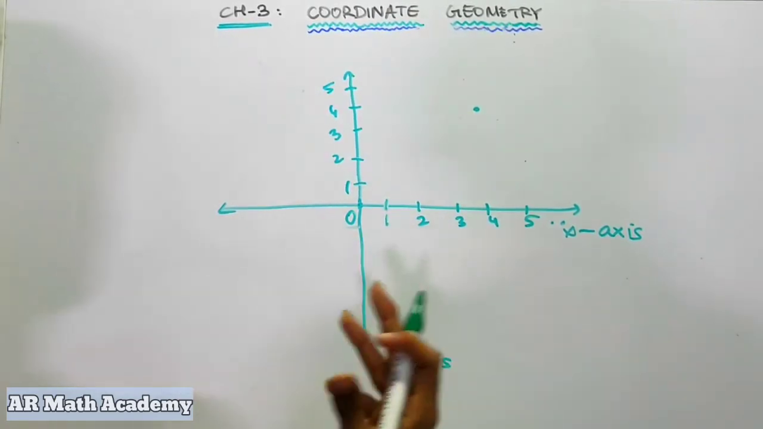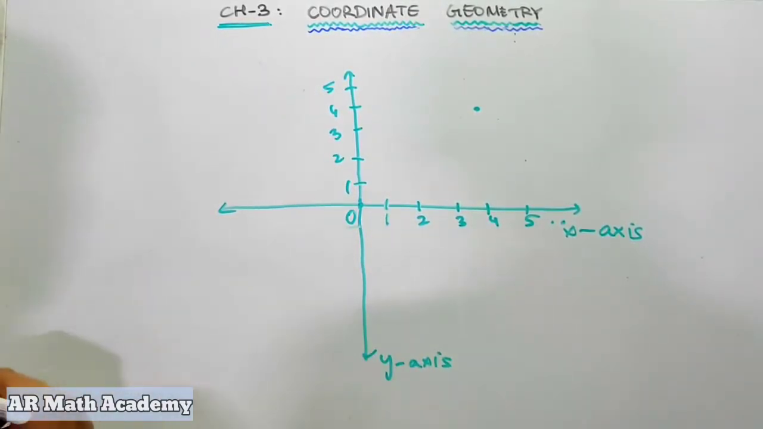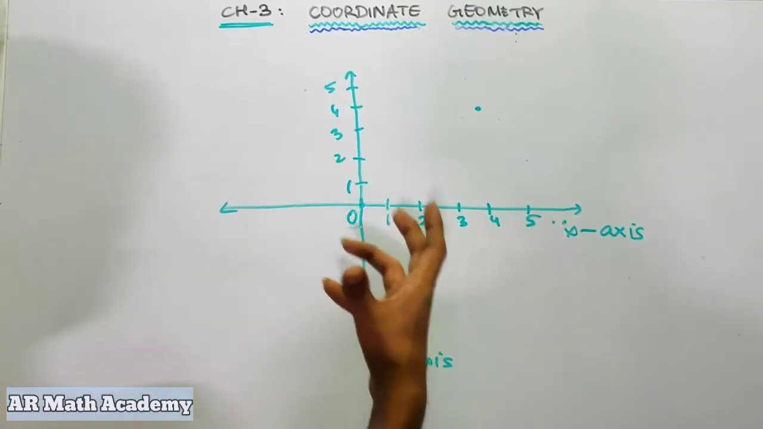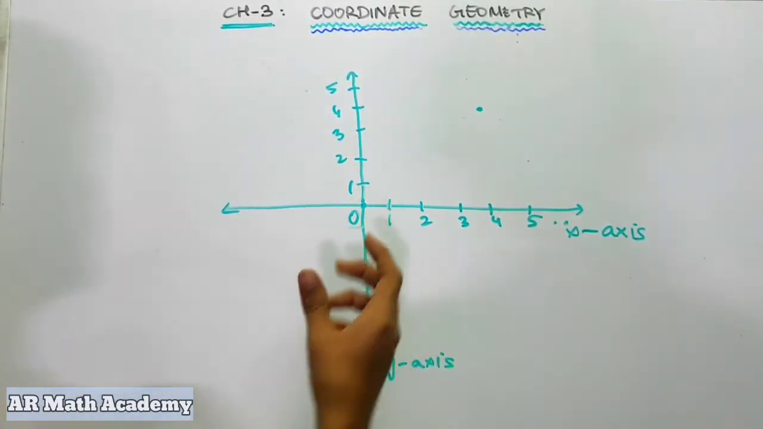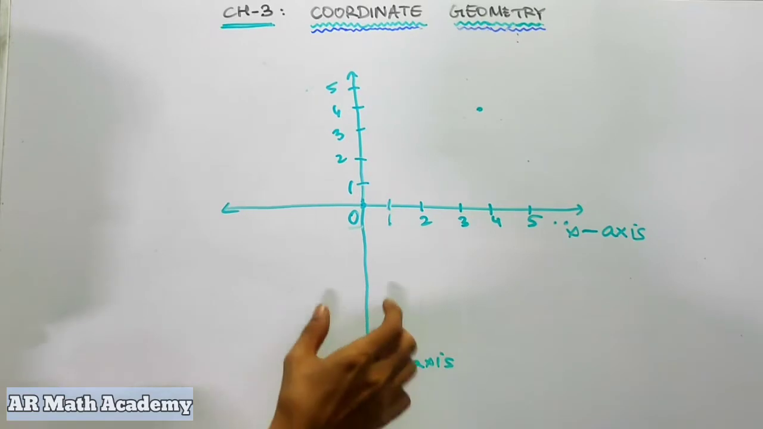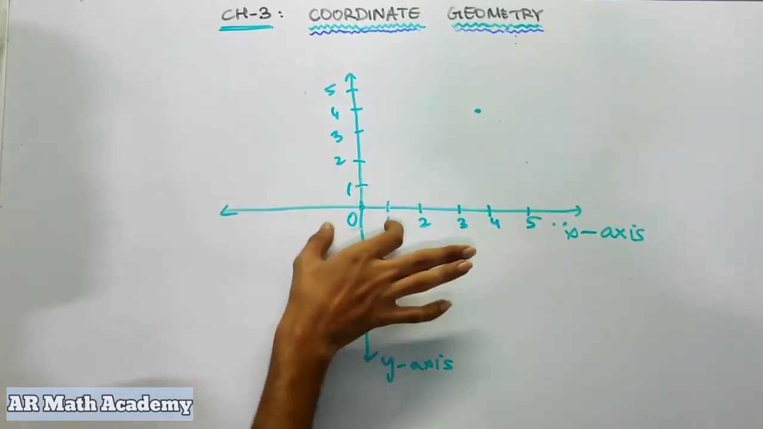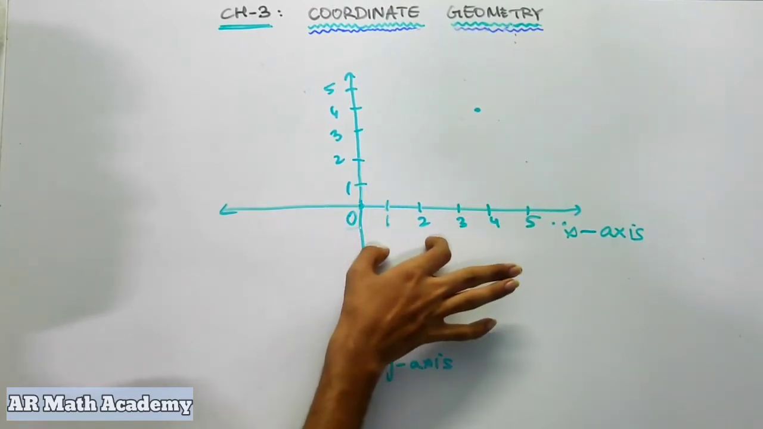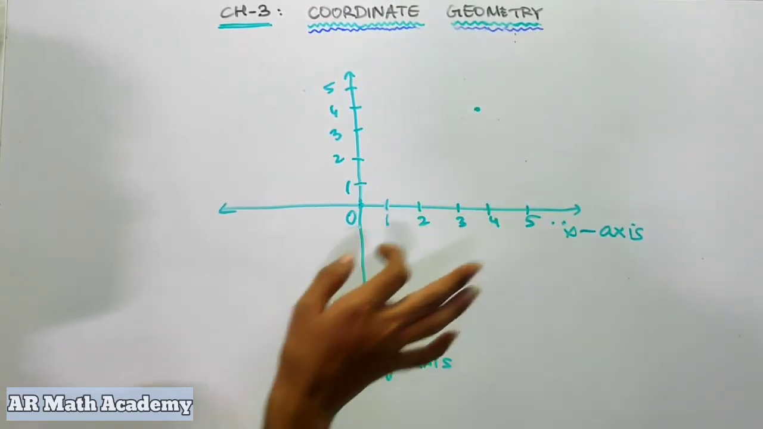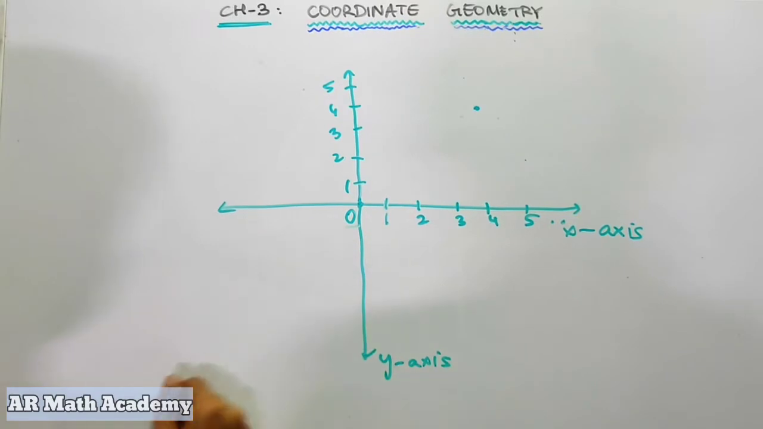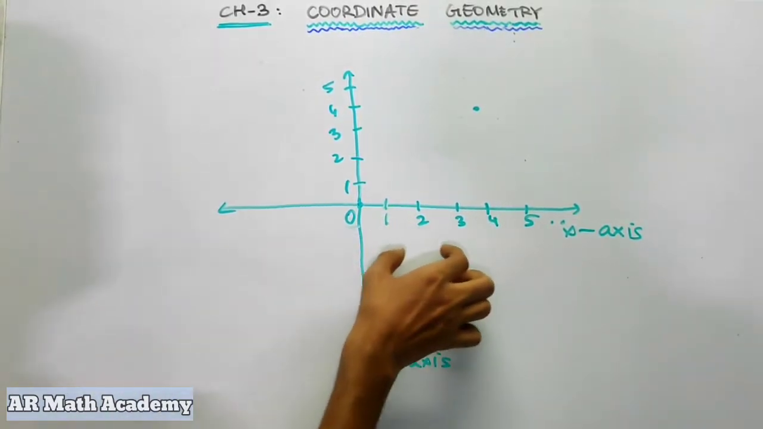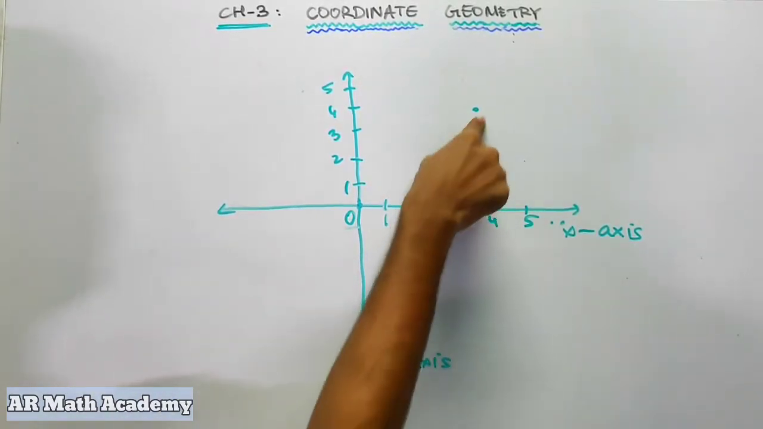Now how do I use these numbers? Well, as you can see, this is not actually very well represented in the board. The measurements aren't proper, but the intervals are of equal distances. So the distance between 0 and 1 is equal to the distance between 1 and 2, which is equal to the distance between 2 and 3. So they are called unit distances. Now these unit distances can be used to find out the location of this point.